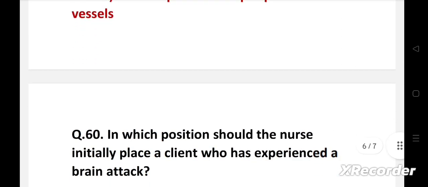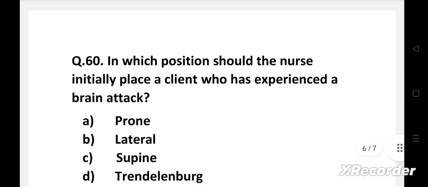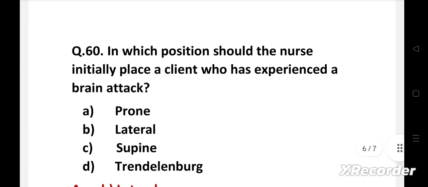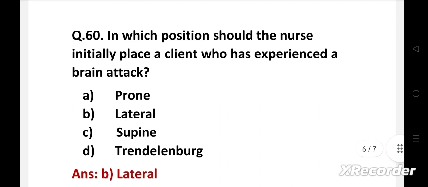Next question. In which position should the nurse initially place a client who has experienced a brain attack? Option A, prone. B, lateral. C, supine. D, Trendelenburg. Right answer is option B, lateral.